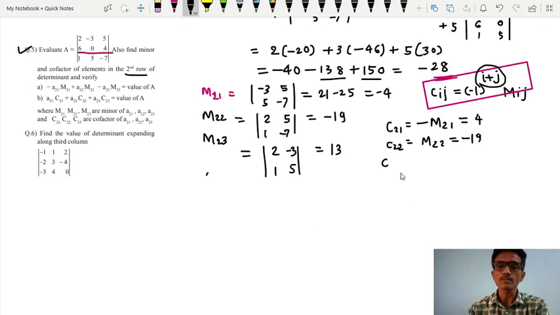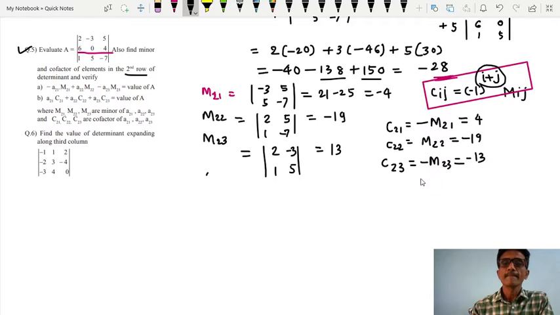C23 is equal to what? Minus, because 2 and 3 give us an odd number. So minus 1 raised to an odd power will be what? Minus. So it is minus of M23. What is M23? 13. So it will be minus 13. Yes, now these are the minors and cofactors of the second row.